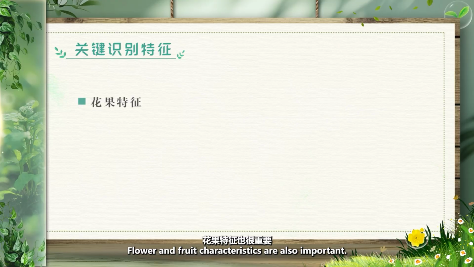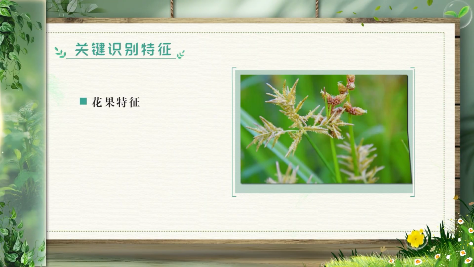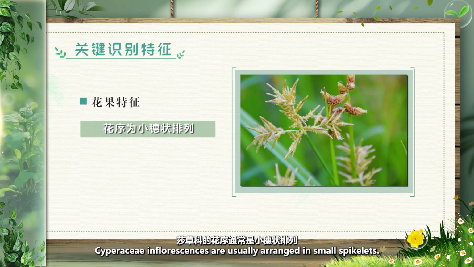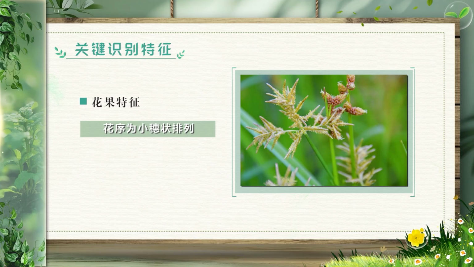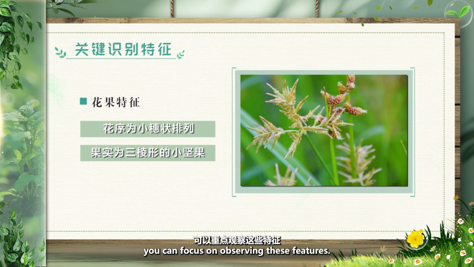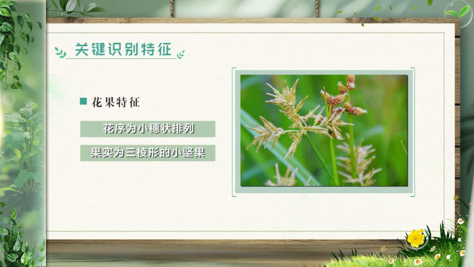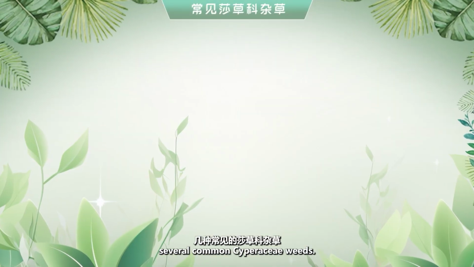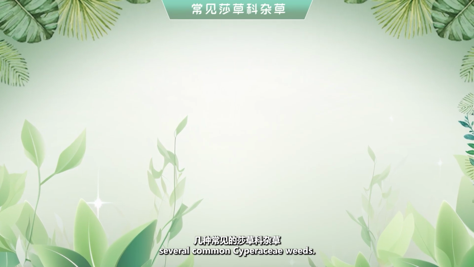Flower and fruit characteristics are also important. Cyperaceae inflorescences are usually arranged in small spikelets. Fruits are triangular achenes. Next time in the field, you can focus on observing these features. Let's specifically look at several common Cyperaceae weeds.